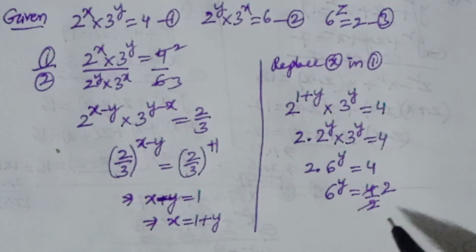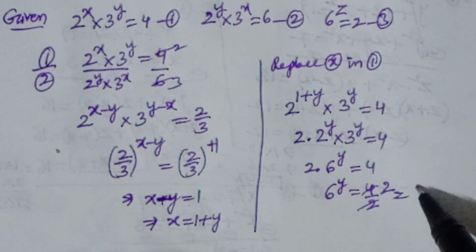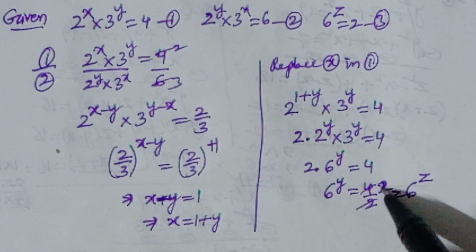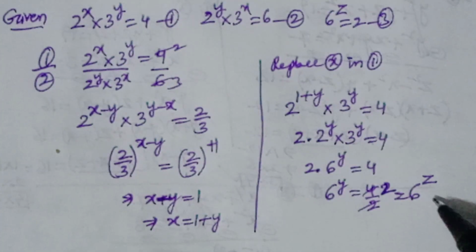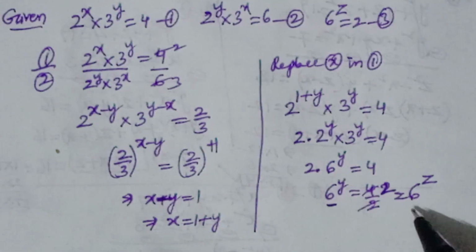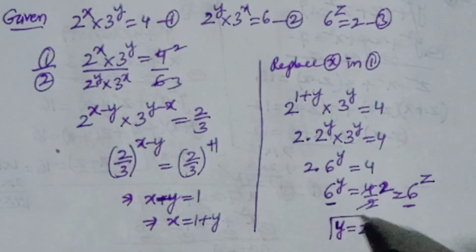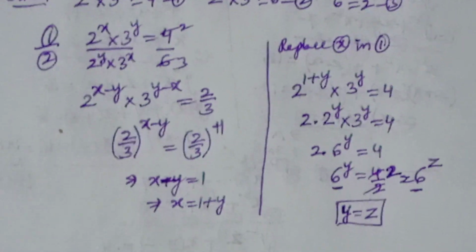So from the third equation, you can write this is equal to 6^z. This 2 value, 6^z is equal to 2, it is given. So from this you can write bases are equal, powers must be equal, y is equal to z. y is equal to z.